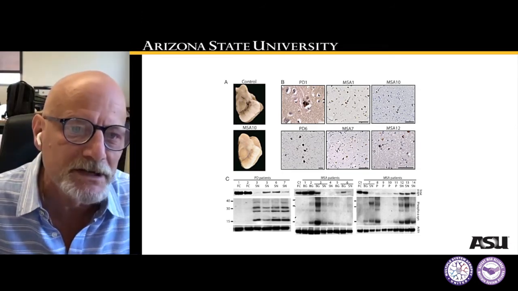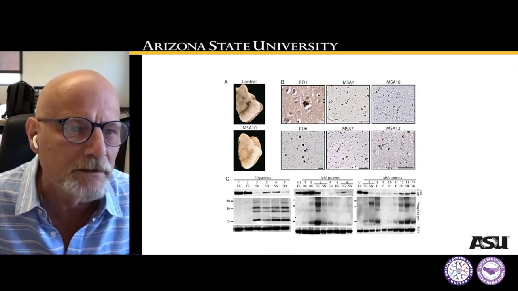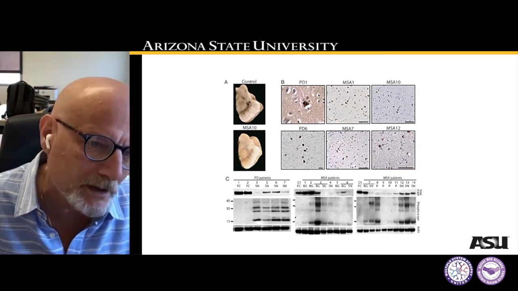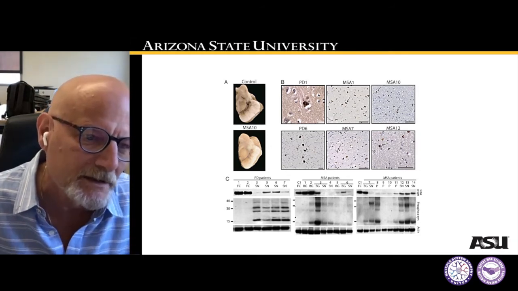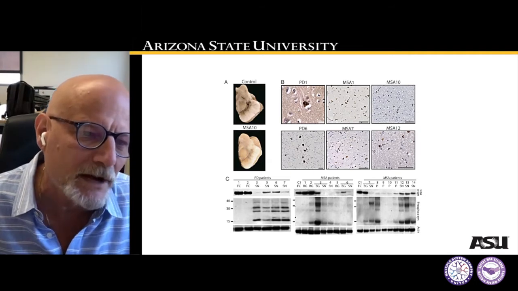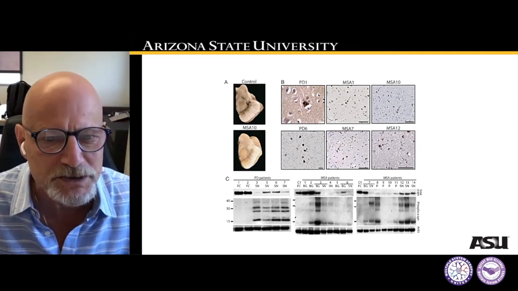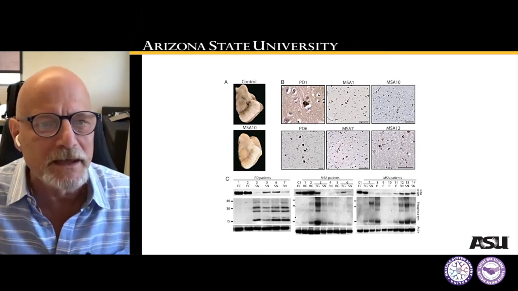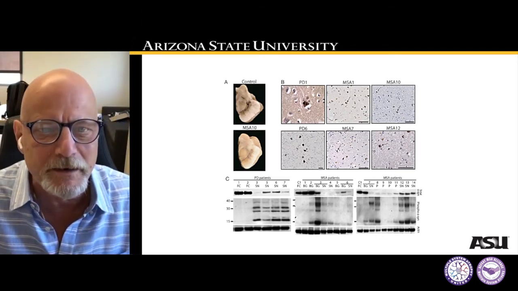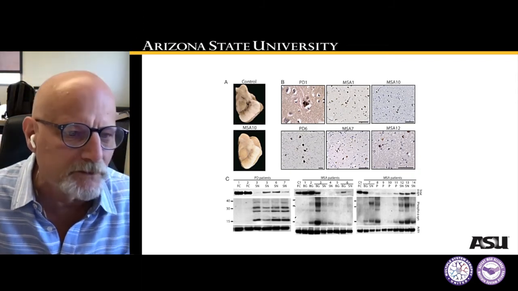And you can see here just the MSA1 and MSA10. This is a control case. This is what a control human case looks like. This is what the MSA case looks like. And you can see the loss of nigral neurons in the substantia nigra, and you can see the inclusions that are found here in the different MSA donor tissue, if you will.